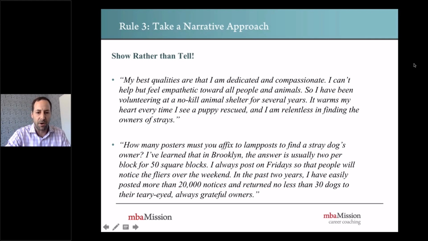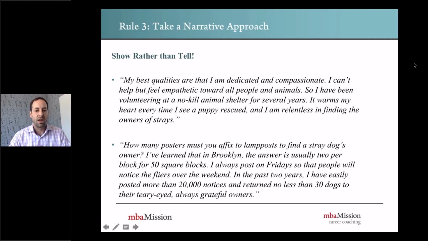But if you show your experience, if you were to say, how many posters must you affix to lampposts to find a stray dog's owner? I've learned that in Brooklyn, the answer is usually 2 per block for 50 square blocks. I always post on Fridays so that people will notice the flyers over the weekend. In the past 2 years, I've easily posted more than 20,000 notices.